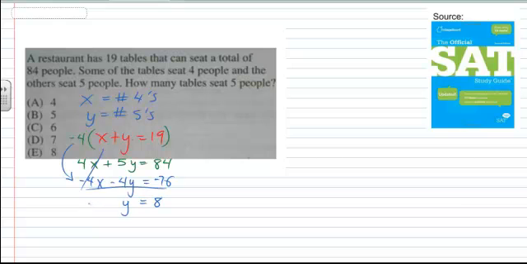Now we don't even need to plug that in to solve for x here because they're asking us how many tables seat 5 people, which we said was y. And so y equals 8 and our answer is 8.